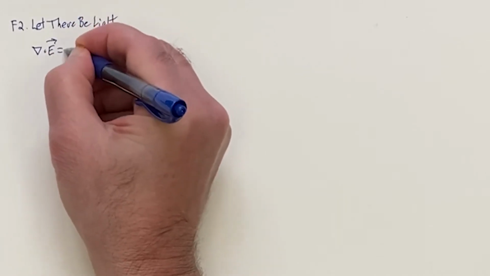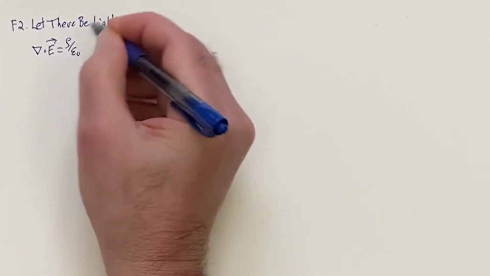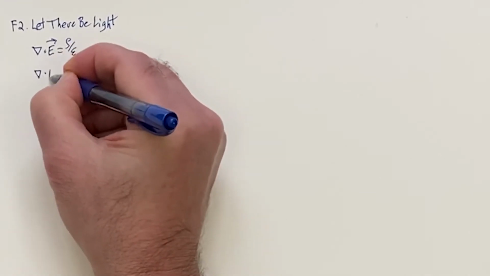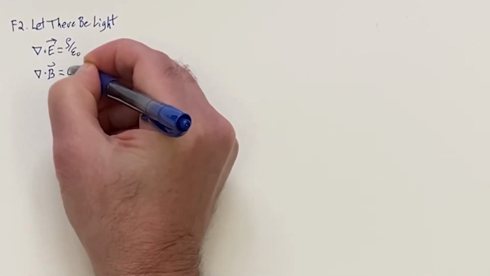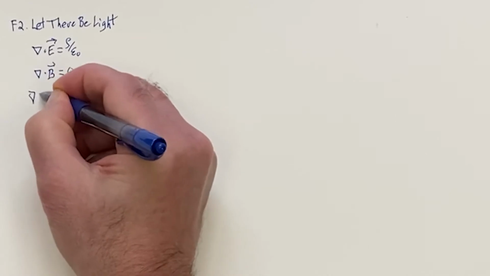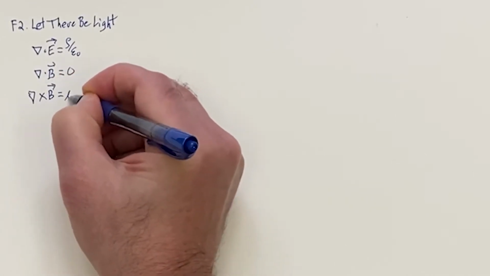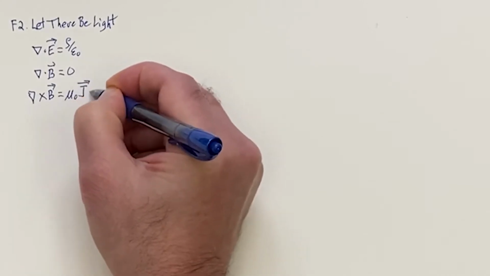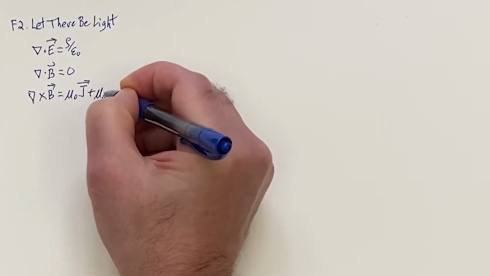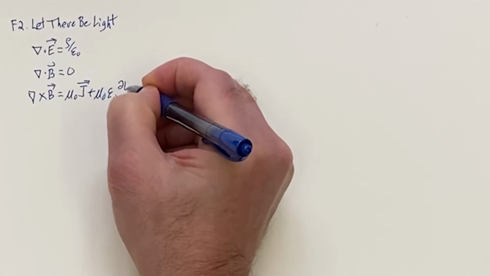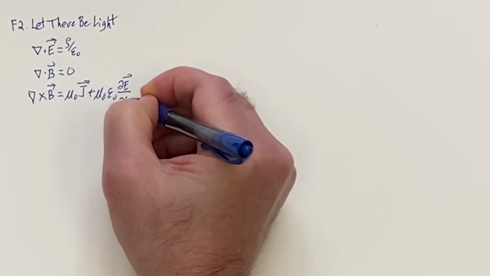Del dot E is rho over epsilon naught. Del dot B is equal to 0. And then del cross B is mu naught J plus mu naught epsilon naught, the partial. Okay, now this is from our last class.